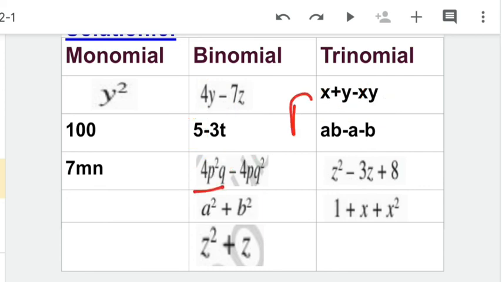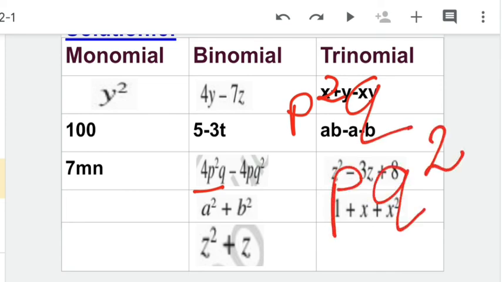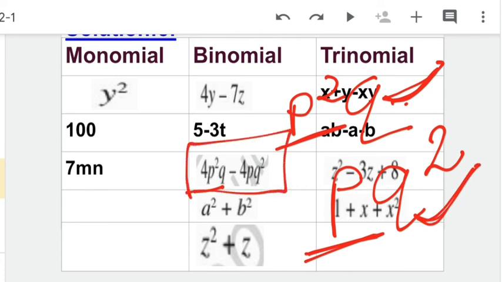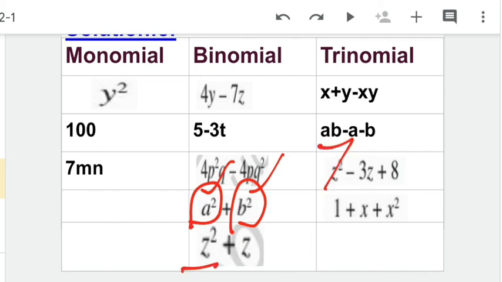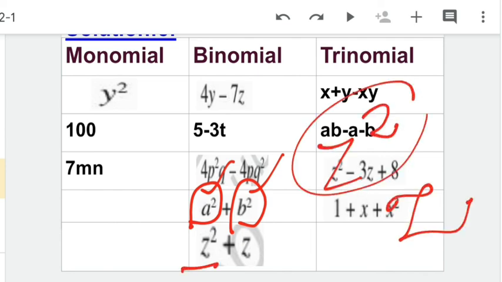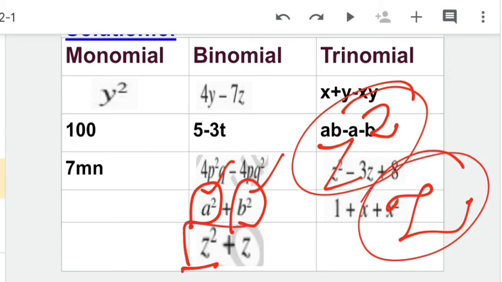And the next is p square q and the second is pq square. You can see here we have 2p, here we have only 1p. Here we have 1q, here we have 2q. So we can say that these two terms are unlike terms, so this is also an example of binomial. Next is a square plus b square. We have two terms, so it is an example of binomial. Next is z square and z. Here we have square of z. Here z is in single power. So these two are unlike terms, so it is an example of binomial.